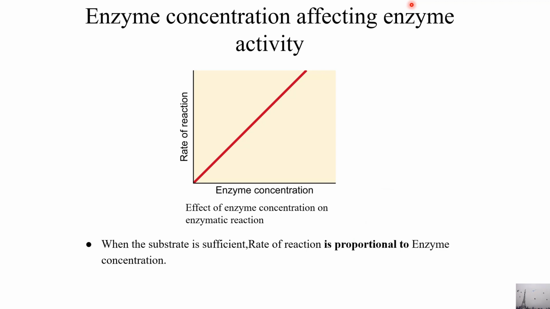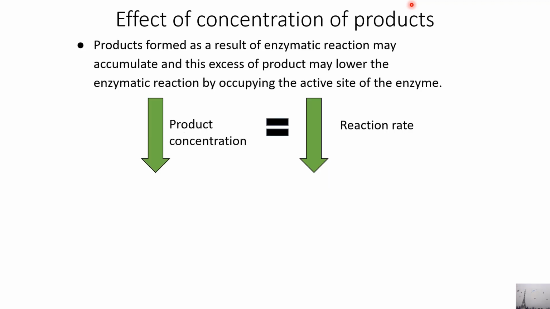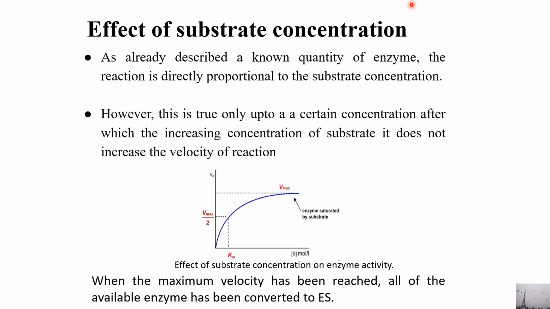Now, enzyme concentration affects enzyme activity. When the substrate is sufficient, the rate of the reaction is proportional to the enzyme concentration. Products formed as a result of the enzymatic reaction may accumulate, and this excess of product may slow the enzymatic reaction by occupying the active site of the enzyme. If we talk about substrate concentration, the reaction rate is directly proportional to the substrate concentration. However, this is true only up to a certain concentration, after which increasing the substrate concentration does not really increase the velocity of the reaction, because all the active sites will be saturated. When the maximum velocity has been reached, all of the available enzyme has been converted to enzyme-substrate complex.